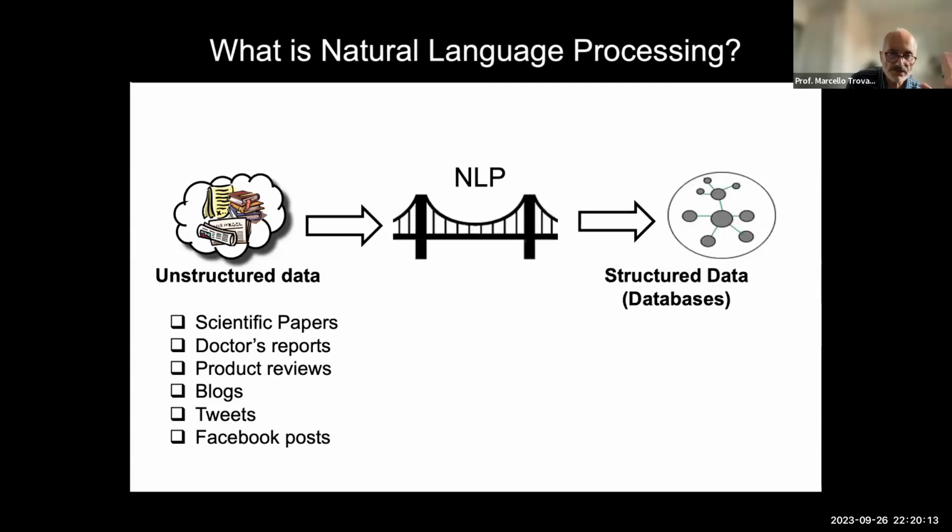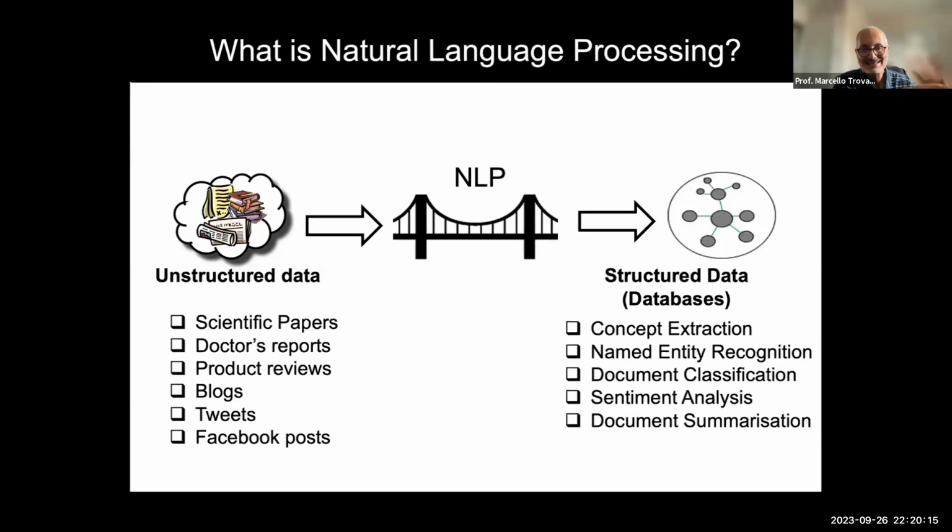So what we want to get out of it is the extraction of concepts, for example, whether I'm talking about a person or a specific concept, but also entity recognition. Am I talking about an organization? Am I talking about a country? Am I talking about a specific subset of a population?